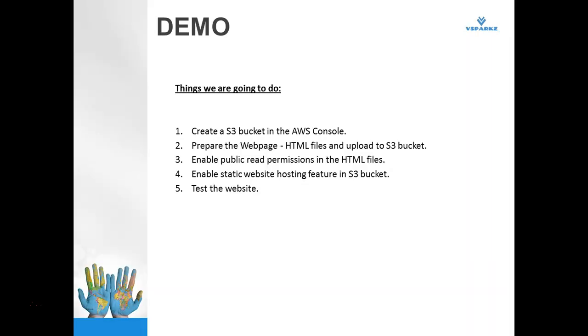Let us see the demo on static website hosting using S3. These are the things that we are going to do in S3. We are going to create an S3 bucket in the console. That is going to be the first step. Second step, we are going to prepare the web pages and upload them to the S3 bucket. Third step, we are going to enable public read permissions for those HTML code files. Fourth step, we are going to enable the static website hosting feature in S3. And at last, we are going to test the website.